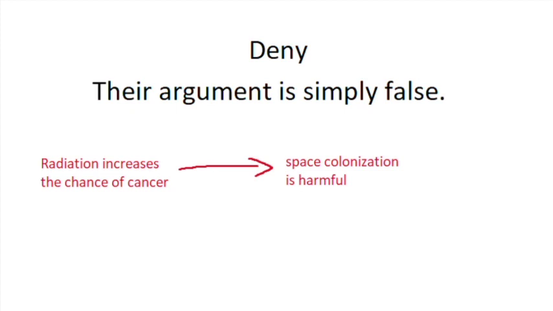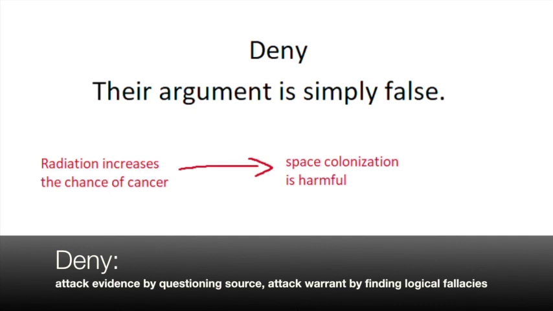Firstly, you can deny their argument. That is, to argue that the argument is simply untrue. This can be targeted at either their evidence or warrants. When their source says something that is simply too good or too exaggerated, you can question their source and require them to show you where they got their information.